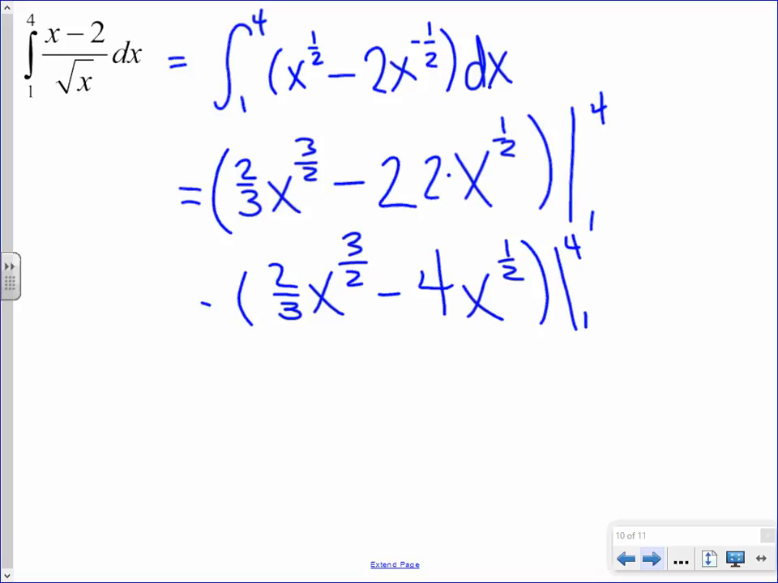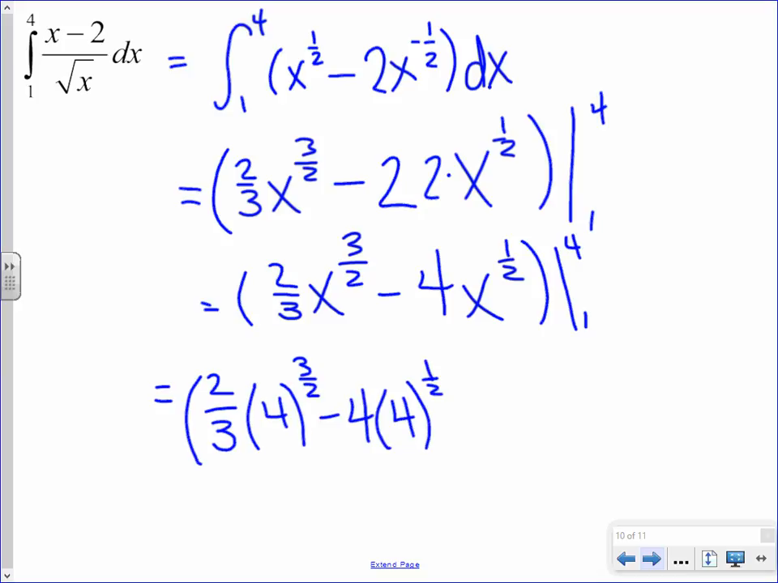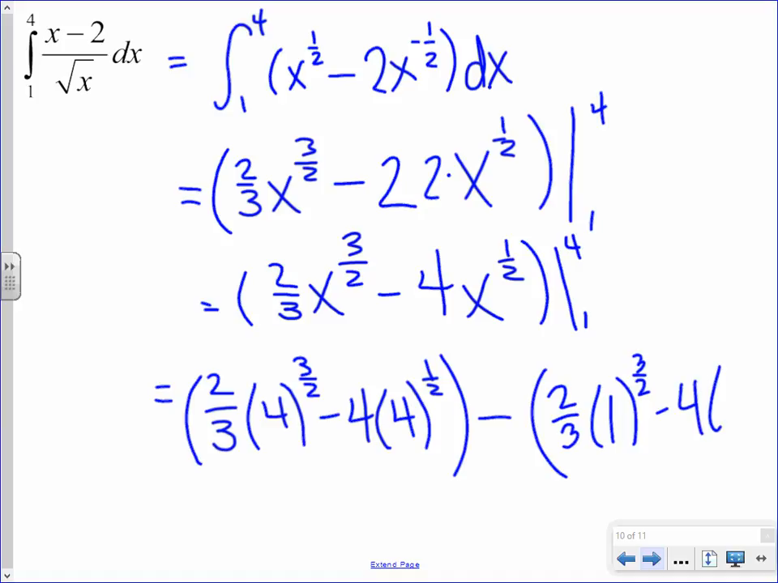Okay. So we have to think a little bit, but that's okay. So we have 2/3 4 to the 3/2 minus 4 times 4 to the 1/2. Notice how I put that in the parentheses, and then we're going to subtract another set of parentheses, f of b, f of a. 2/3, 1 to the 3/2 minus 4, 1 to the 1/2. Please make sure you separate and keep together f of b minus f of a. You want to make sure your order of operations holds true, especially with this subtraction.